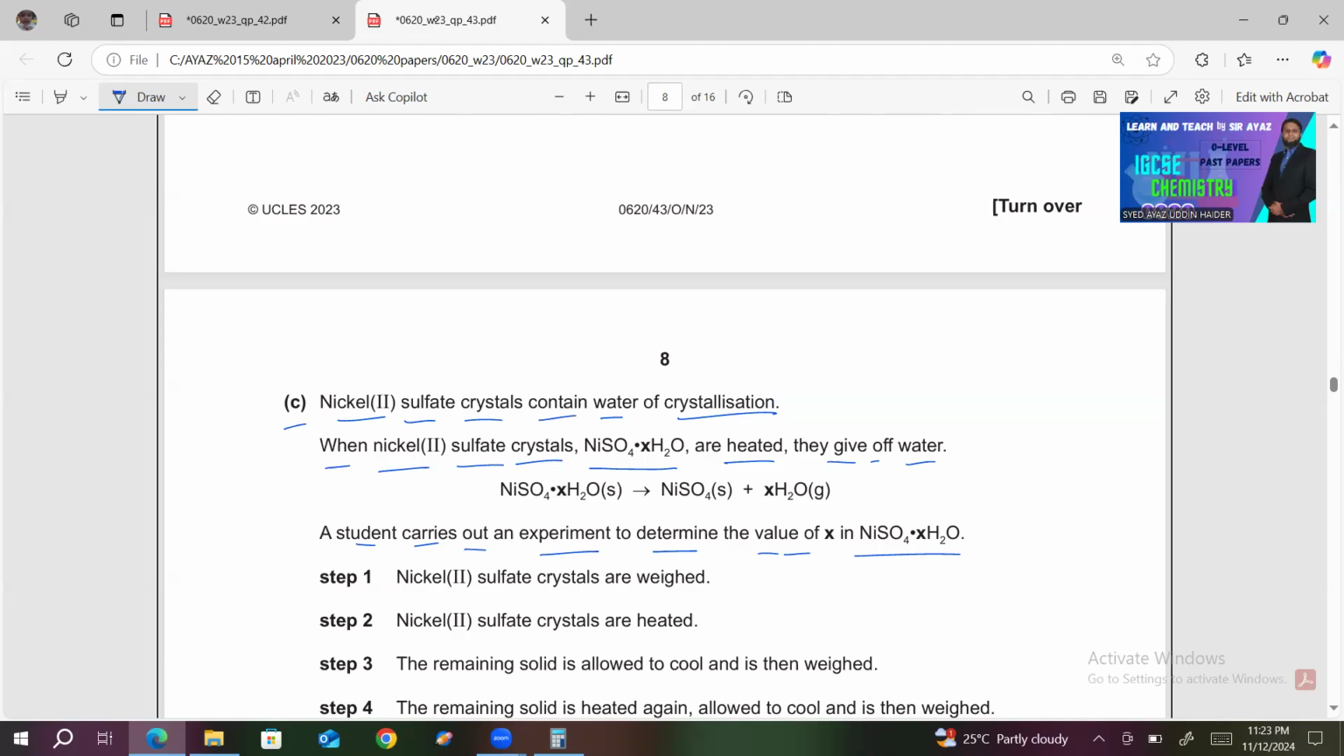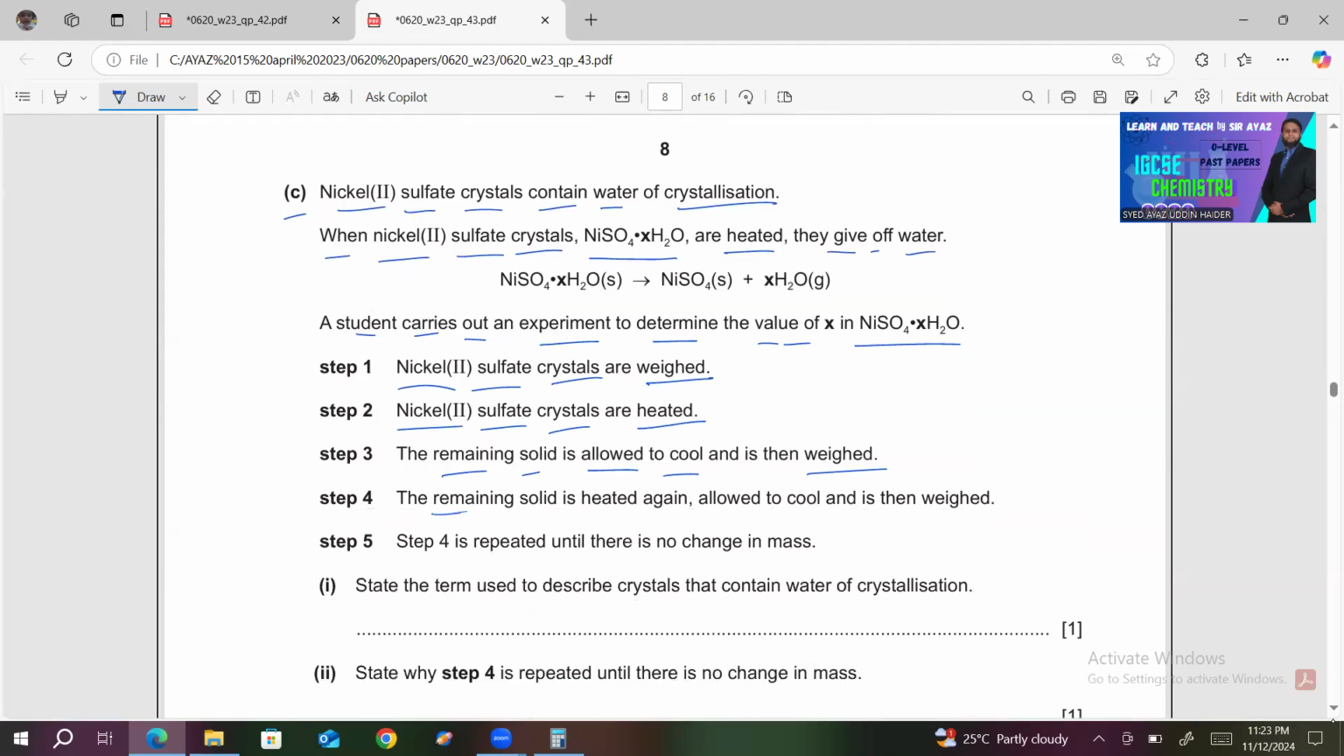Step 1. Nickel(II) sulfate crystals are weighed. Step 2. Nickel(II) sulfate crystals are heated. Step 3. The remaining solid is allowed to cool and is then weighed. Step 4. The remaining solid is heated again, allowed to cool and is then weighed. Step 5. Step 4 is repeated until there is no change in mass. Number 1. State the term used to describe crystals that contain water of crystallization.